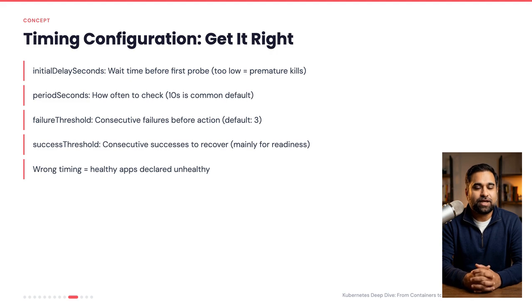Let's recap what we covered in this chapter. First, you learned that running containers aren't necessarily healthy containers. Kubernetes can't see inside your application, so you need to tell it how to check. Without health probes, broken applications keep receiving traffic.